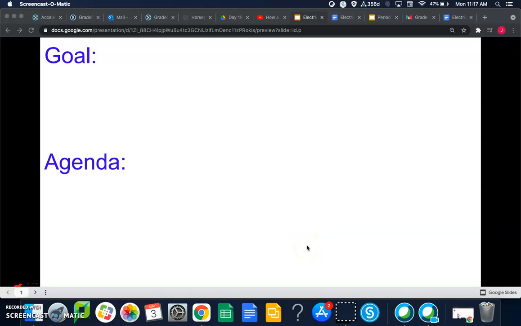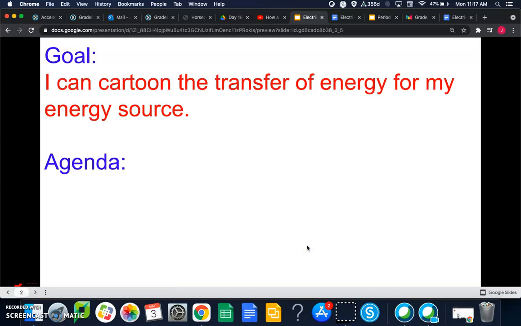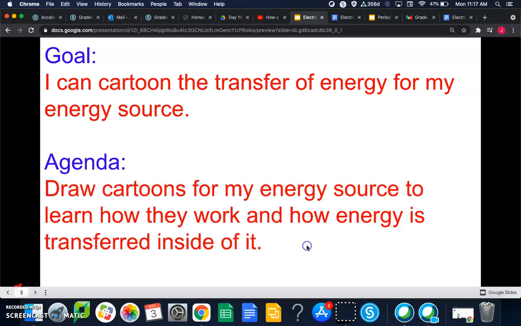Okay, so our goal for this lesson is that you can cartoon the transfer of energy for your energy source. In this case, the energy source is going to be fossil fuels. And so then you're going to draw cartoons for how fossil fuels are used to generate energy, and sort of how the transfer of energy works inside of a fossil fuel electricity plant.